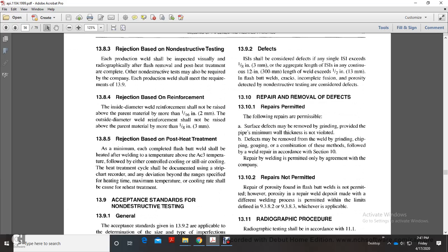Rejection based on post-heat treatment. At a minimum, each completed flash butt weld shall be heated after welding to a temperature above the AC3 temperature, followed by either controlled cooling or air cooling. The heat treatment cycle should be documented using a strip chart recorder. Any deviation beyond the specified ranges of heating time, maximum temperature, or cooling rate may be cause for reheat treatment.